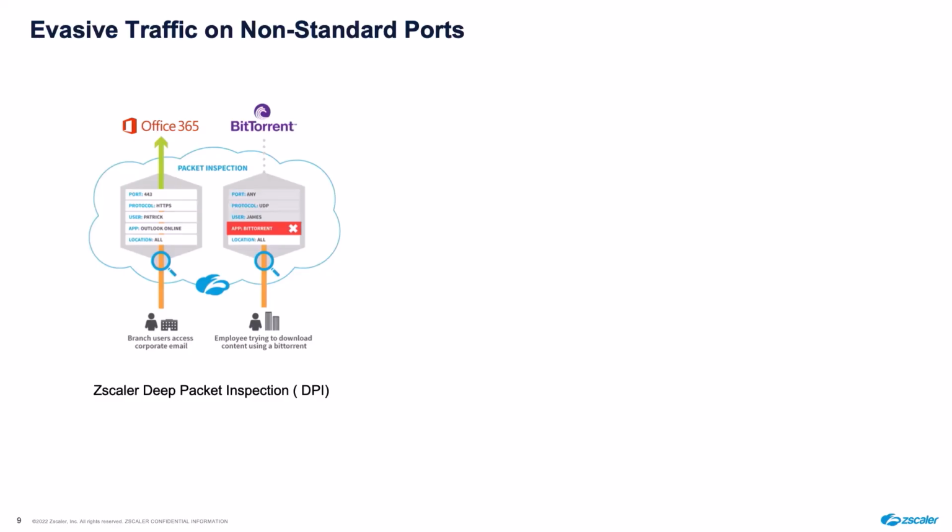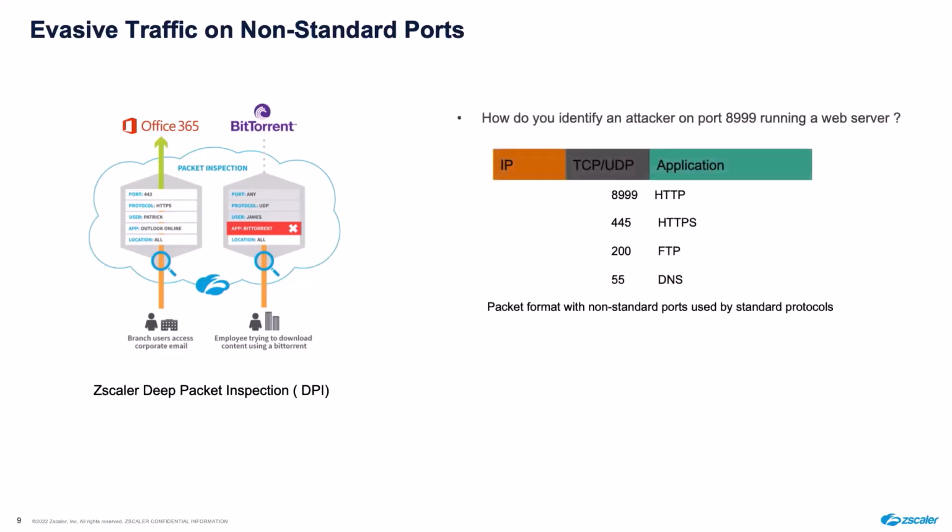Zscaler's DPI has the ability to identify the applications based on 1, 2, 3, up to 5 packets and apply appropriate policies. This capability enables us to really identify if an attacker is coming on a non-standard port or a different application using some standard ports. That way, it is more intelligent in identifying the underlying application and using appropriate policy enforcement to control the access, irrespective of what protocol the application is coming from.